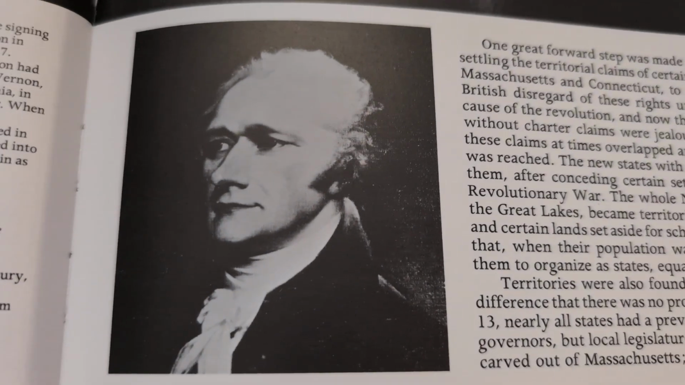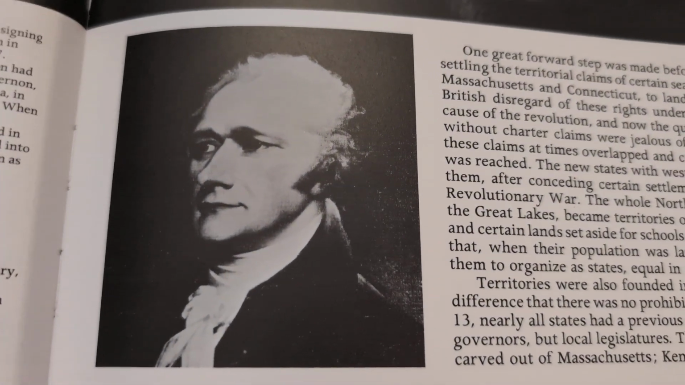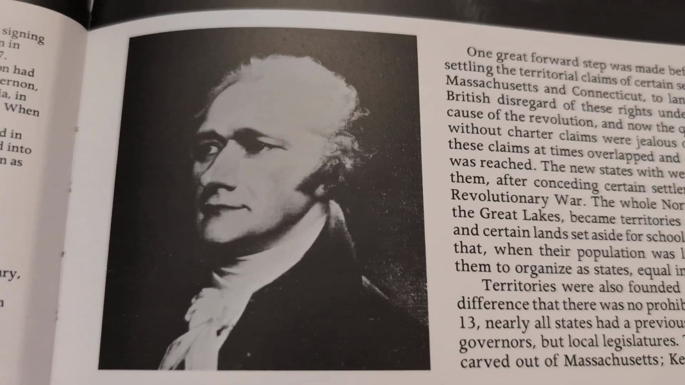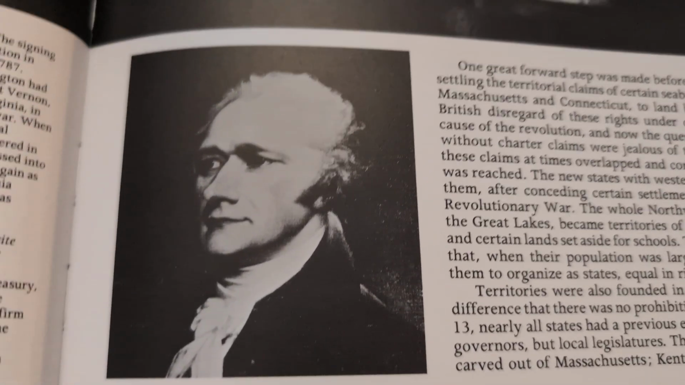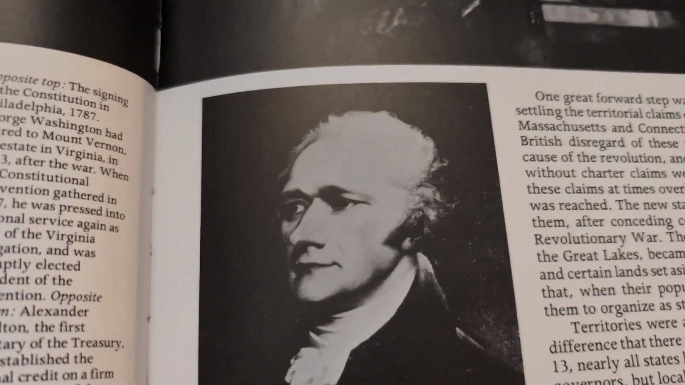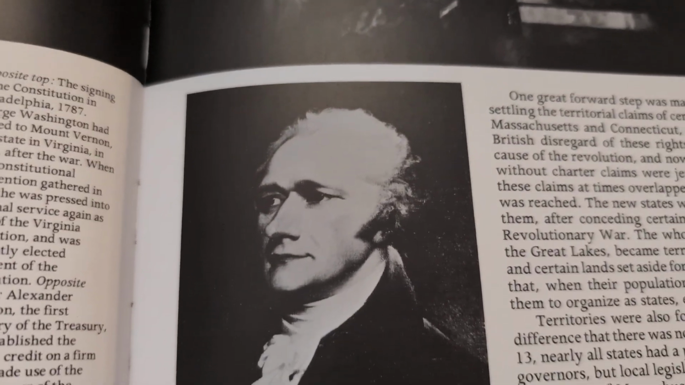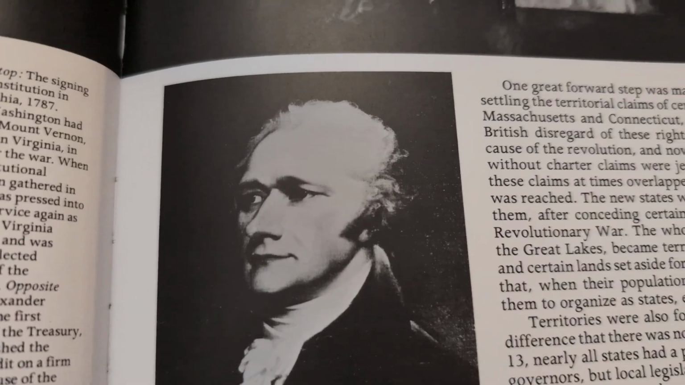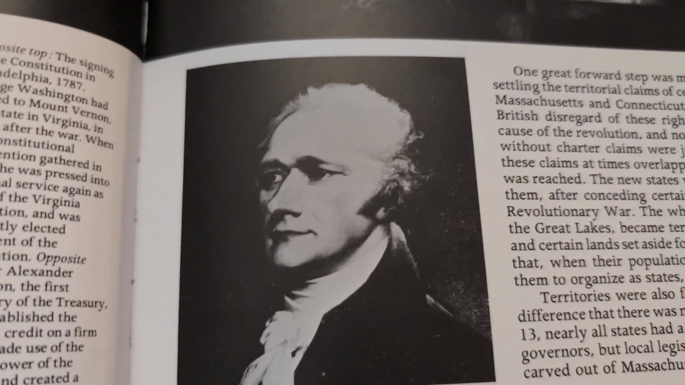The bottom here is Alexander Hamilton, the first Secretary of the Treasury, who established the national credit on a firm basis, made use of the taxing power of the nation, and created a banking system. Yeah, he is Hamilton. If he would have been allowed, he would have allowed a king, which people very much had to rage against, and they definitely did.